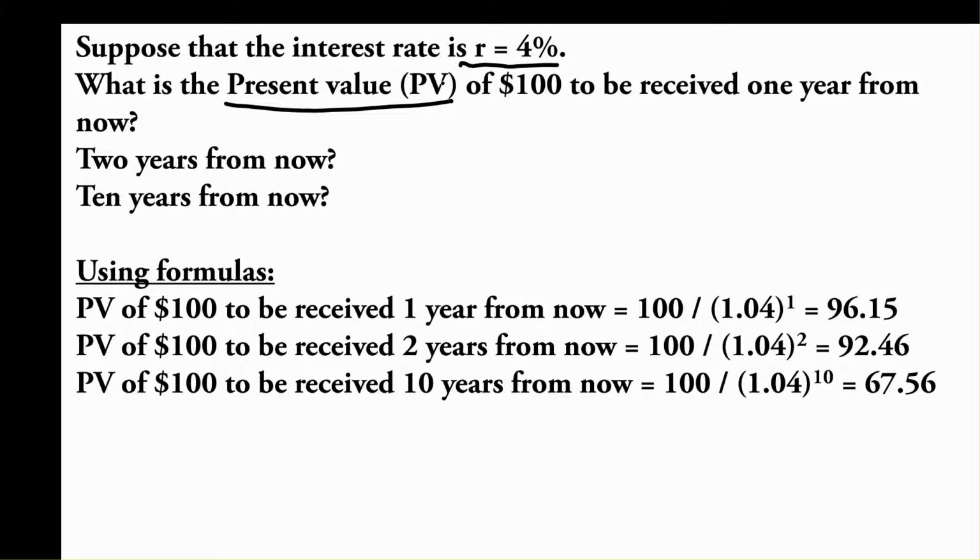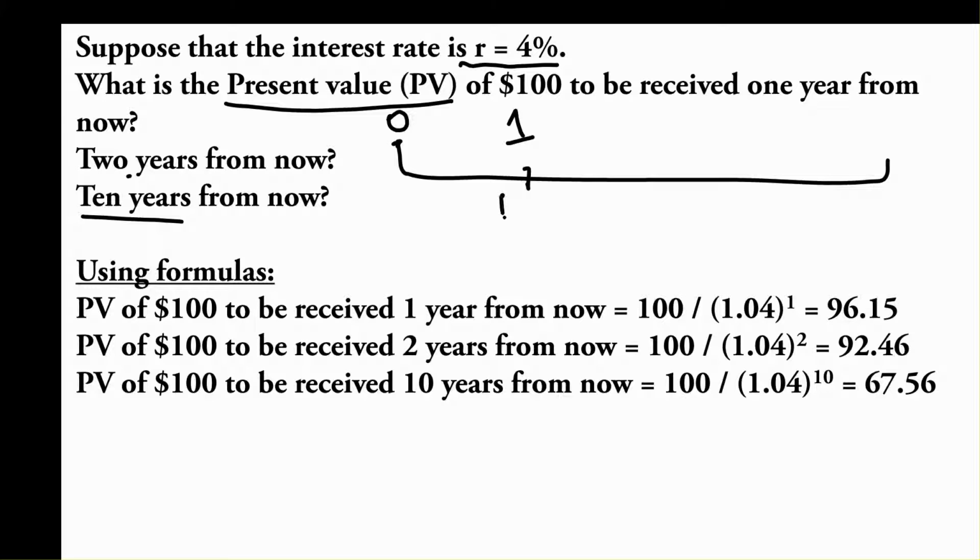Then you look at what's the present value if the same $100 were to be received 2 years from now, and then finally 10 years from now. So basically, in terms of the timeline, if you start here today, which we call time 0, 1 year from now you're going to receive $100. What is its value today?